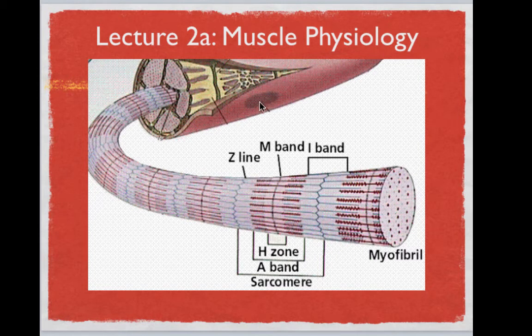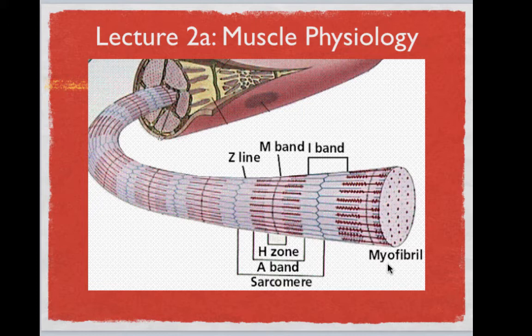This is the muscle fiber, the muscle cell. Inside the muscle fiber, we have these bundles of proteins. Those are called myofibrils. So myofibrils are organelles inside the muscle cell that are made up of bundles of protein filaments.